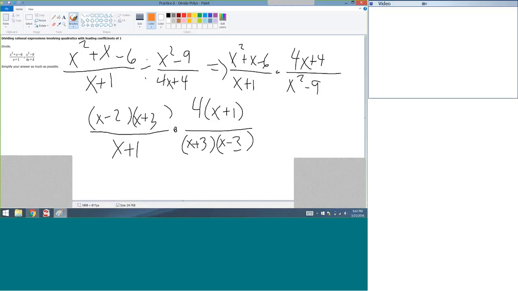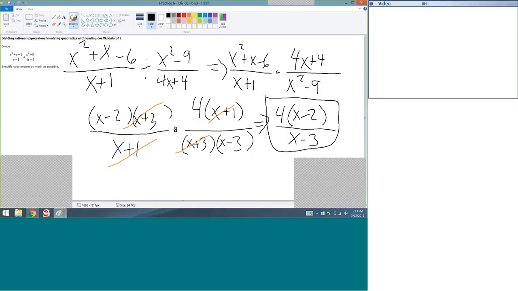So now we can cross out any like factors, so the x plus 1s and the x plus 3s. Doesn't look like anything else is in common, so we'll just go ahead and multiply through. So we want to put the numbers first. So 4 times x minus 2, and then in the denominator all we have left is x minus 3. So nothing else is in common, and that's that.